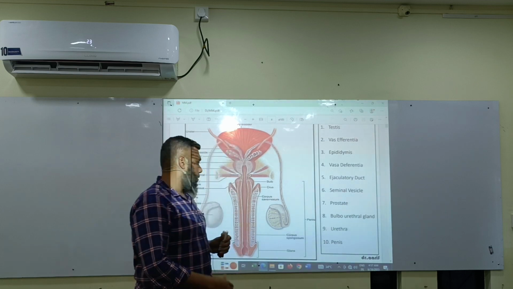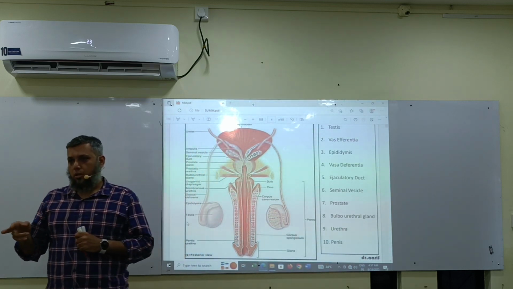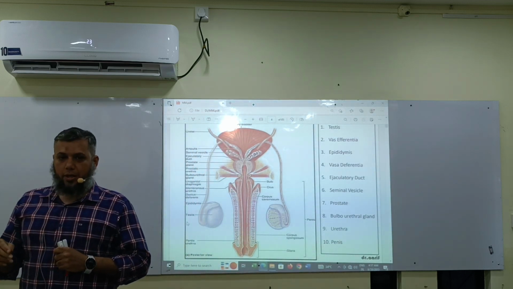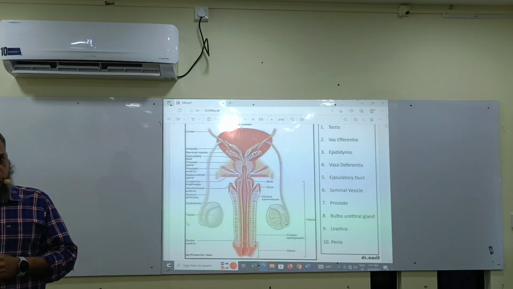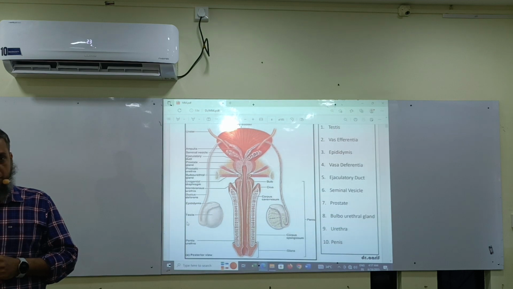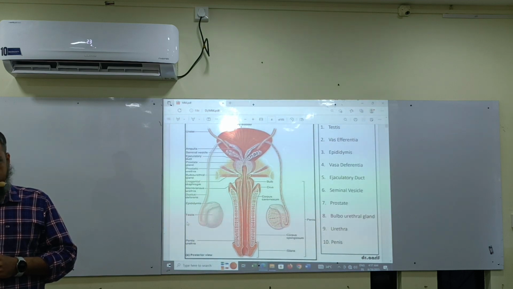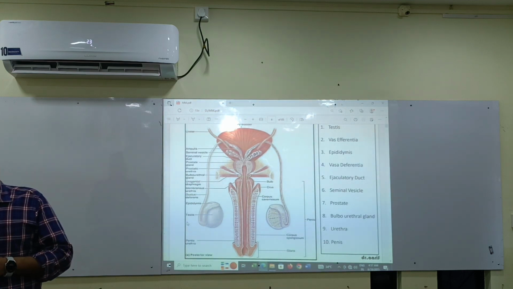So, there were testicular lobules which contain 1 to 3 seminiferous tubules. Then in each seminiferous tubule, we cut the epithelium, we saw Sertoli cells, nurse cells, and I had explained all the functions.